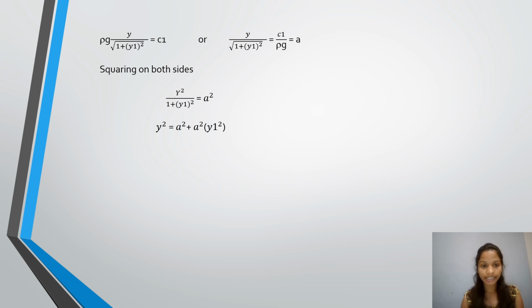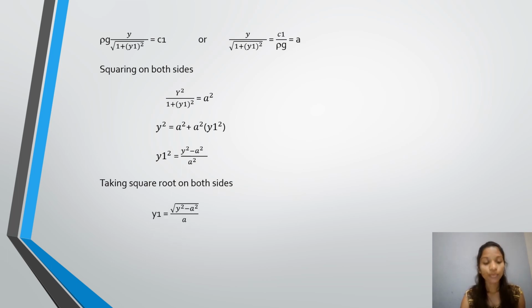Then by rearranging this equation, we multiply the denominator into the right-hand side, so we get y square equals a square into 1 plus y dash square. Again, if we multiply a square inside the bracket, we get a square plus a square into y dash square. Then by interchanging the terms, y dash square equals y square minus a square divided by a square. Then taking square roots on both sides, we get y dash equals root of y square minus a square divided by a.